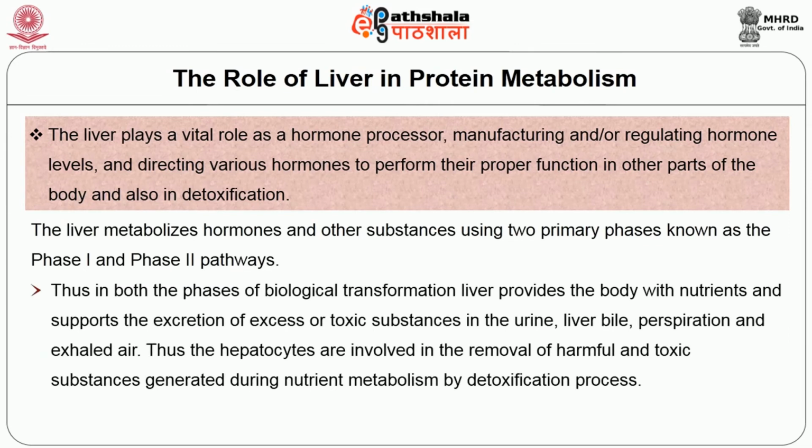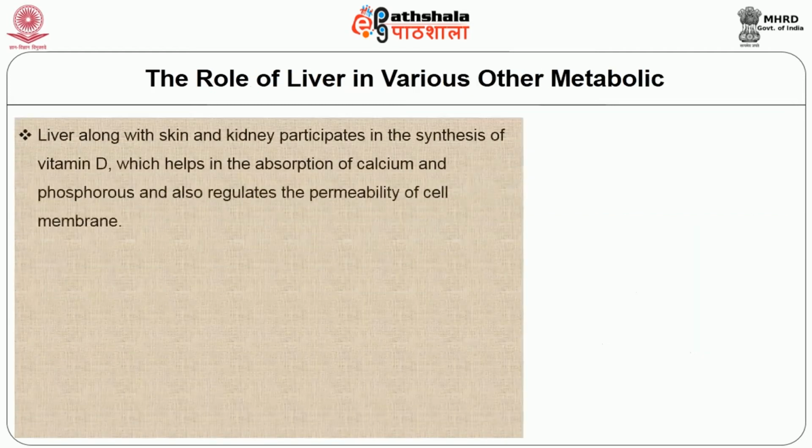Thus, in both the phases of biological transformation, the liver provides the body with nutrients and supports the excretion of excess or toxic substances in the urine, bile, perspiration and exhaled air. Thus, the hepatocytes are involved in the removal of harmful and toxic substances generated during nutrient metabolism by detoxification. The liver also has various other metabolic roles.